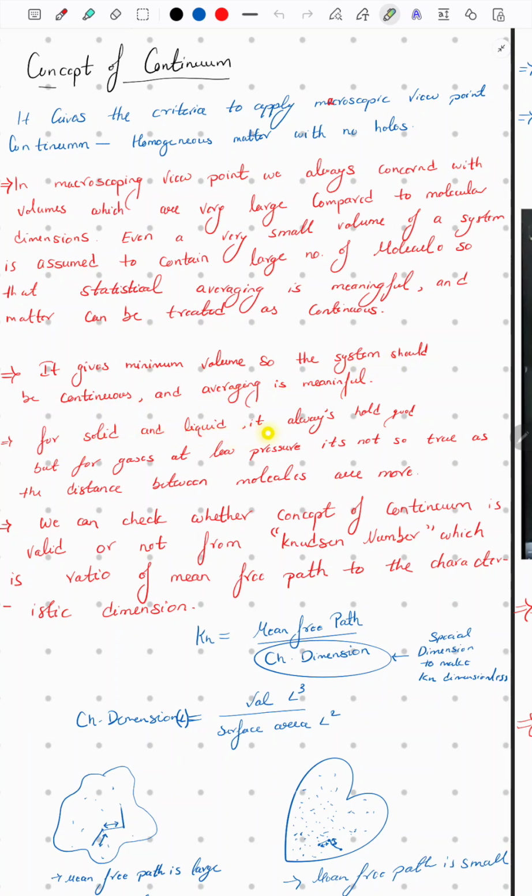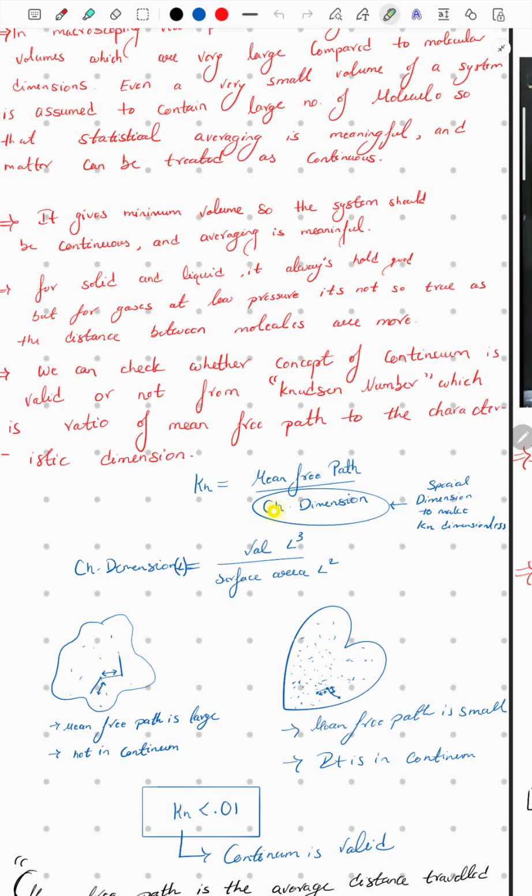For solids and liquids it always holds good, but for gases at low pressure it is not so true, as the distance between molecules is larger. We can check whether the concept of continuum is valid or not from the Knudsen number, which is the ratio of the mean free path, the distance a molecule covers between two successive collisions, to the characteristic dimension. Now what is the characteristic dimension?